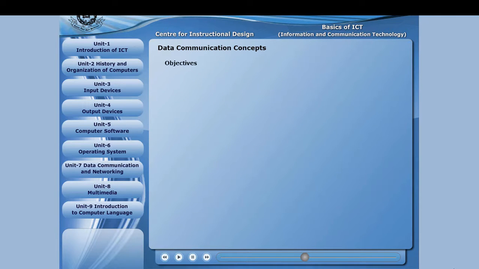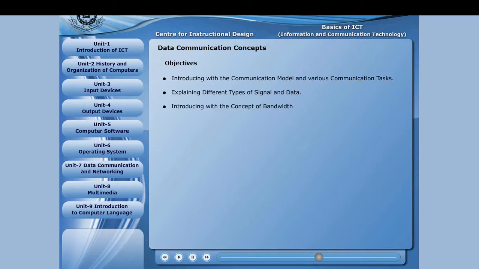The objectives of this unit will be to introduce you with the communication model and various communication tasks, to explain you different types of signal and data, to introduce you with the concept of bandwidth and channel capacity of a transmission medium, and to explain you with different types of data transmission modes.